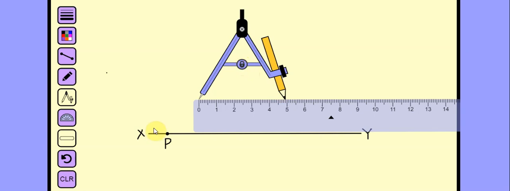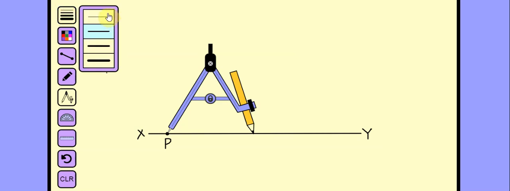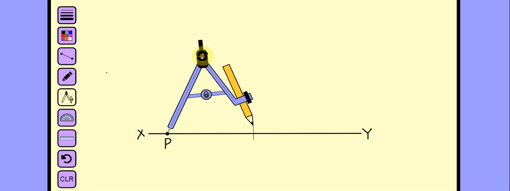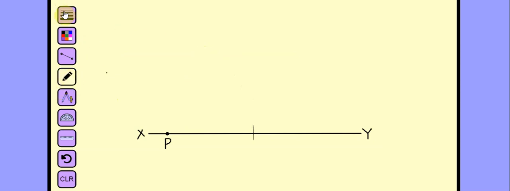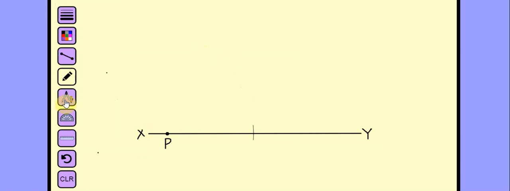Alright, that's about 4.9 centimeters. Placing the point of our compass at P, we will scribe an arc cutting the line XY. That's where our Q will be, so I will label that point Q. And the length of PQ is 4.9 centimeters.